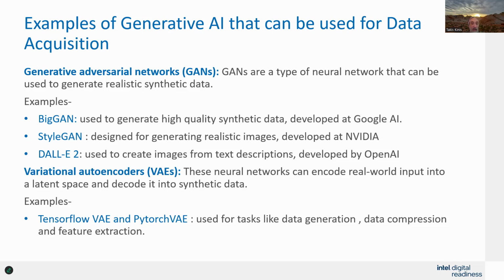And then we have DALL-E, which is OpenAI, which is the Chat GPT company. And that's what's used to create images from text descriptions. And then you have this other tool, the variational encoders, that take real world input and then decode it into synthetic data. So, for example, they'll look at real data sets, but we can't use that because it would maybe be biased, but we can use that to generate synthetic data to help train our models. Kind of a weird thought, but it is a thing that's happening.